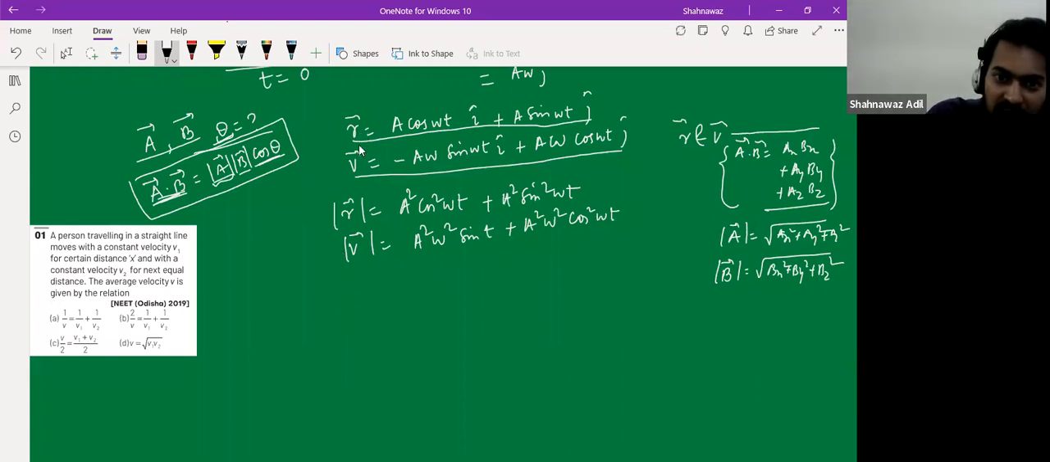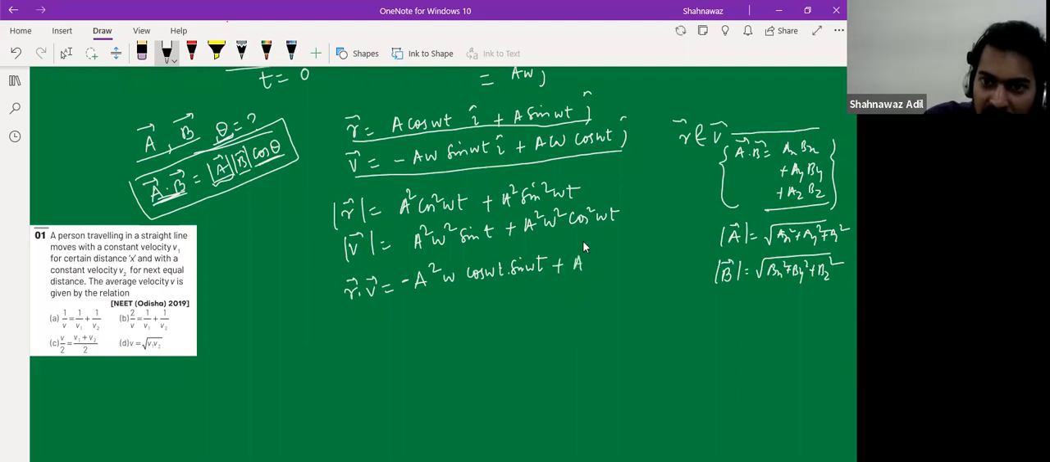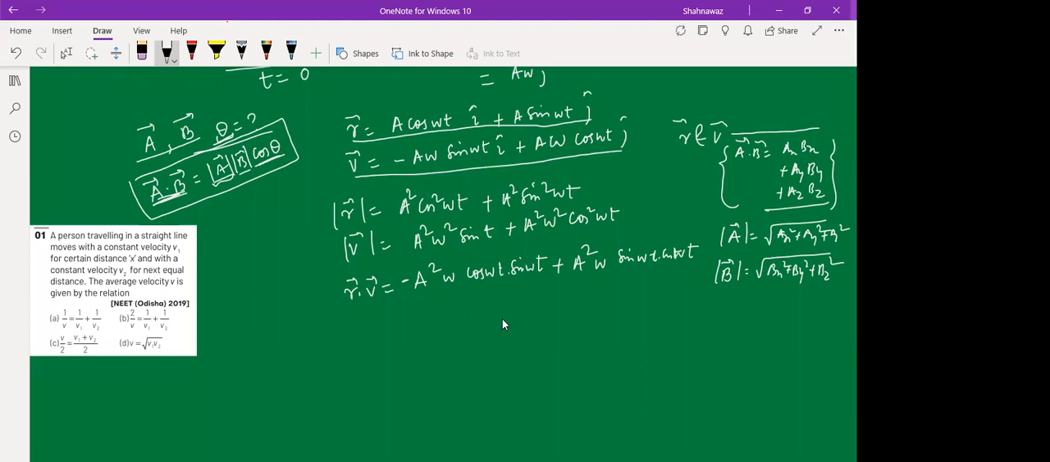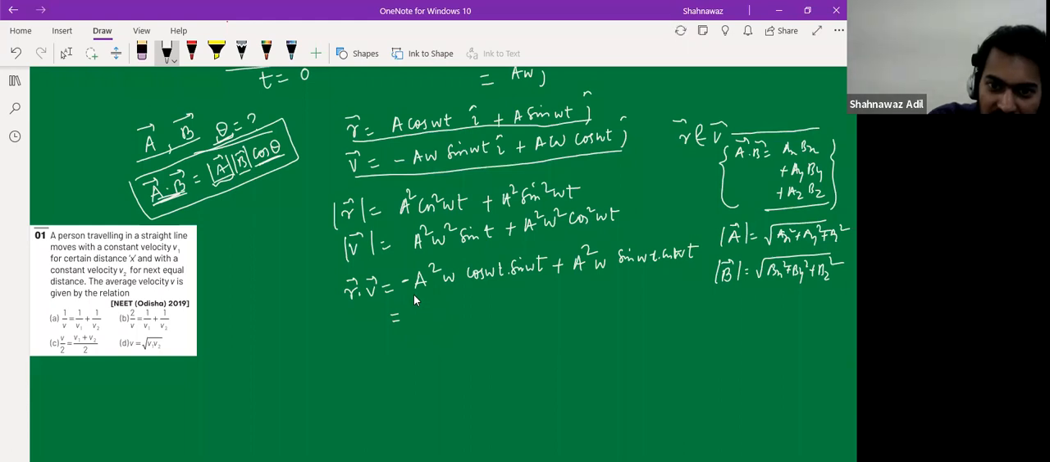And what will be r dot v? This will be A into minus A omega sin omega t, so minus A square omega cos omega t into sin omega t, right? And this will be A into A omega cos omega t, so A square omega sin omega t into cos omega t, right? Any doubt? No, sir. So these cancel out, so this is zero.